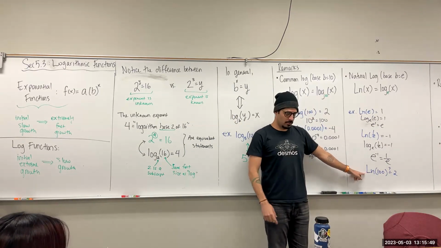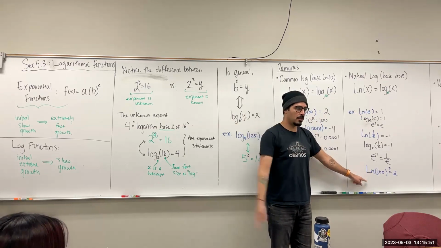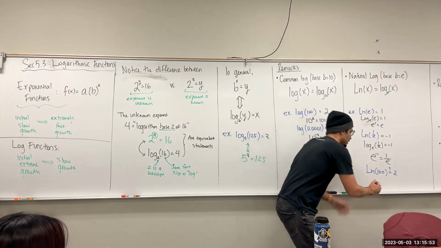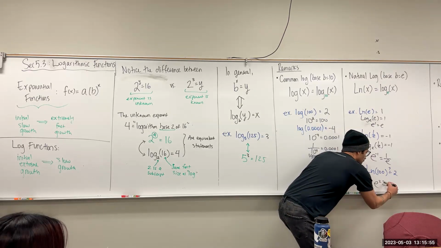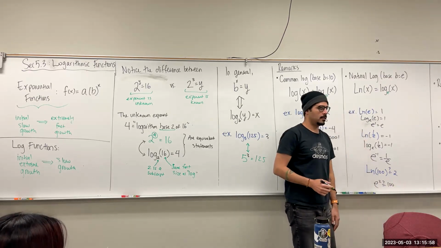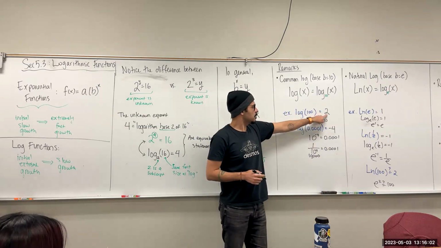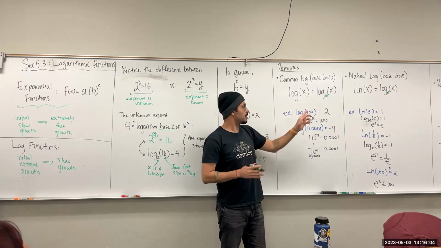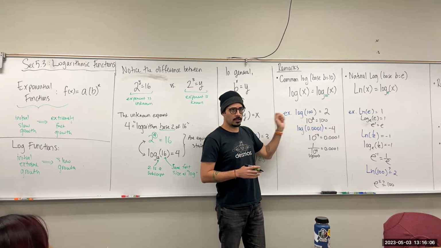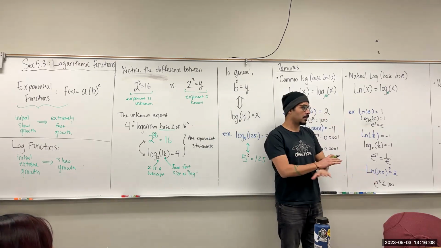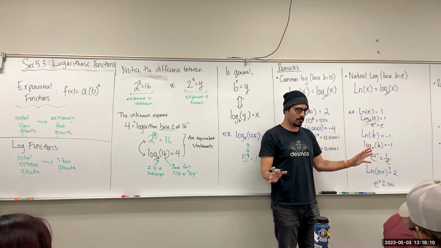If it did equal 2, how would you write that in exponential form? E to the power of 2 equals 100. Does e to the power of 2 equal 100? No, it does not equal 100. The reason this one equals 2 is because you have to understand, this is base 10. Here, this is a completely different base, which is why it will not equal 2.